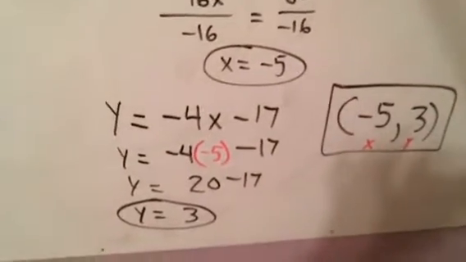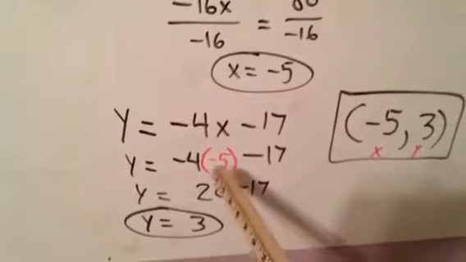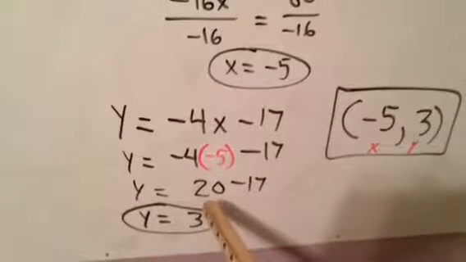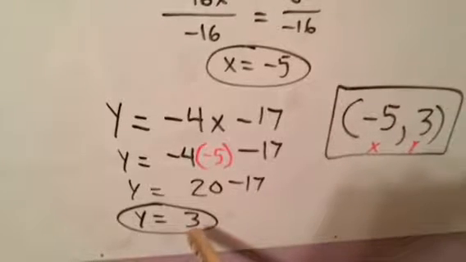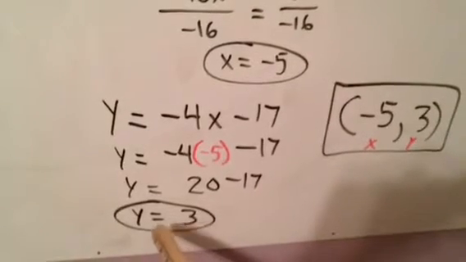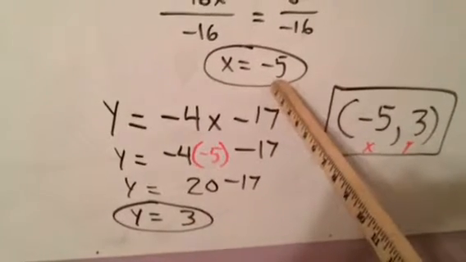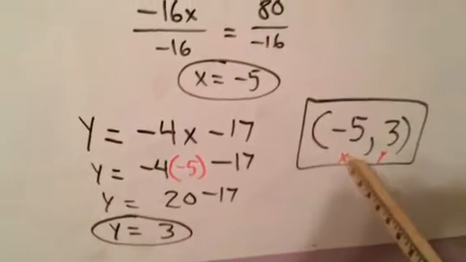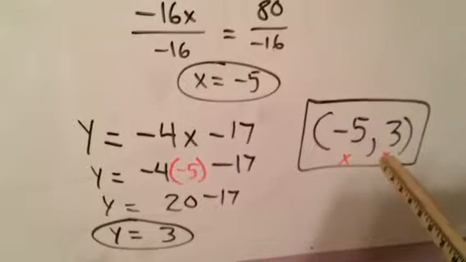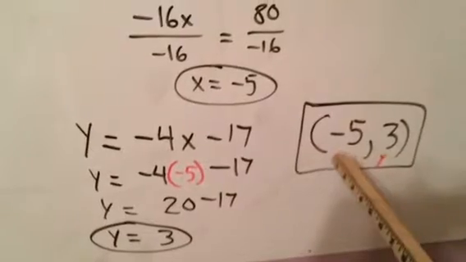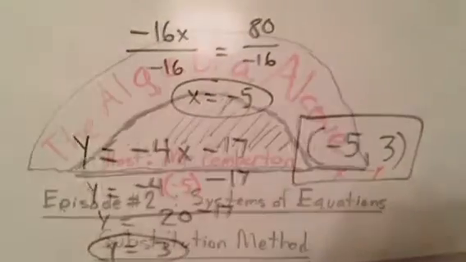By plugging in negative 5 for x, I get negative 4 times negative 5 is equal to positive 20. Take away 17 leaves me with 3. So y is equal to 3. X is equal to negative 5. The solution to my system of equations is negative 5, 3, the x-coordinate going first, the y-coordinate going second.